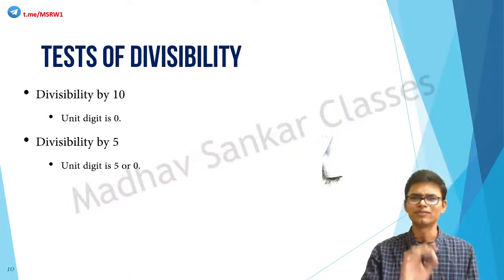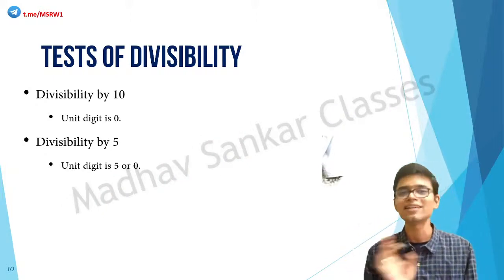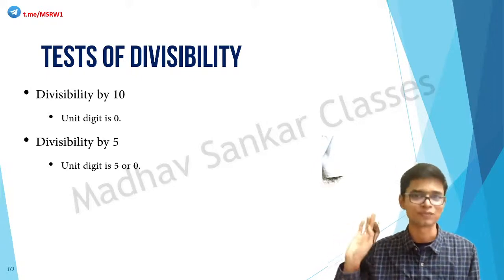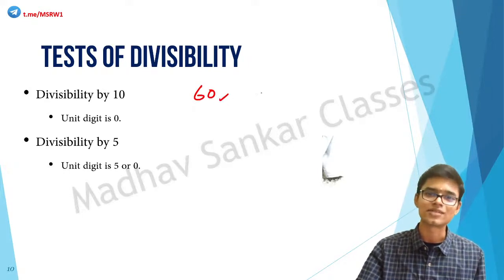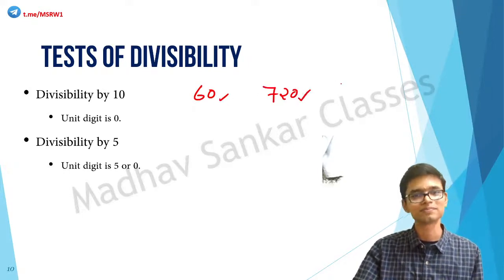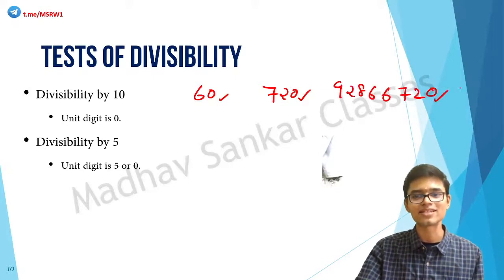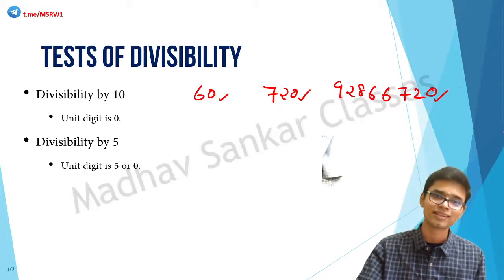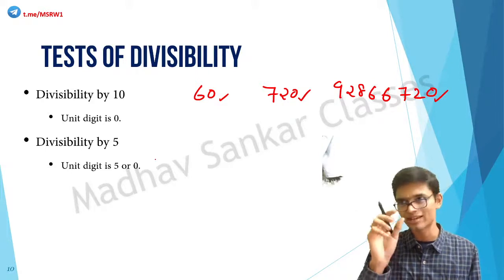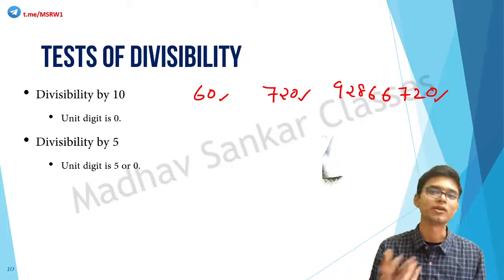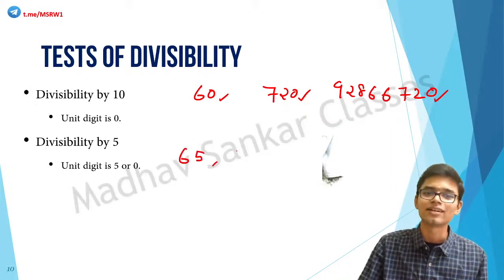Now 10 and 5, the easiest of them all. How would we check if a number is divisible by 10? Just see if that number ends with 0. If any number ends with 0, then that number is divisible by 10. Correct? It doesn't matter how big that number is. If it ends with 0, it is divisible by 10. Otherwise, it's not. What is the divisibility test for 5? If that number ends with 5 or 0, it is divisible by 5. Otherwise, it's not. Right? 65. Right? 135.